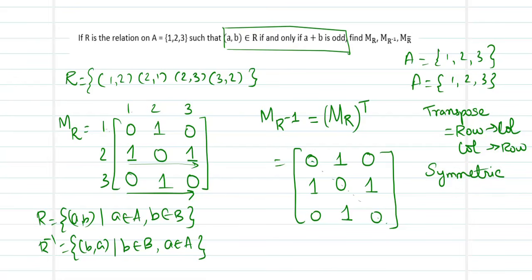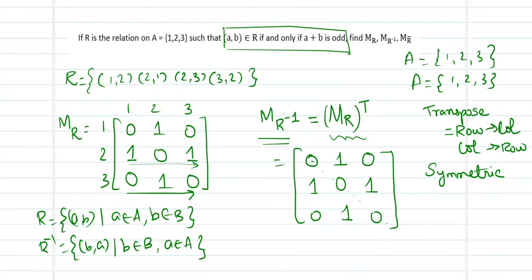For a symmetric matrix, the MR and its MR transpose, that is A and A transpose, look the same. But it will not always be the same for all relations R. For our problem, it happened to be the same. So how to find the inverse? The inverse is got by transposing your rows to columns and columns to rows.